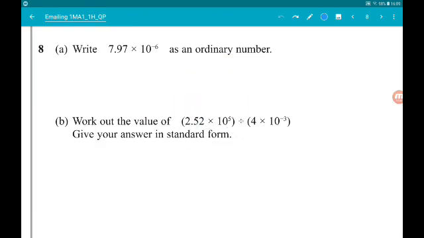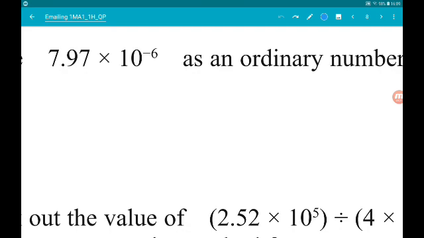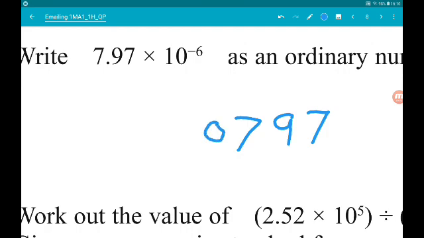Okay, question 8, we have standard form. So, part A wants us to write 7.97 times 10 to the minus 6 as an ordinary number. So, the power of minus 6 tells us that the decimal point goes 6 places left. So, it's going to go 1 place left to cover the 7. So we're going to have 7, 9, 7. Now once it's moved 1 place, it now needs to move 5 more places. So we need 5 zeros. So it's 0.000000797. Cool.